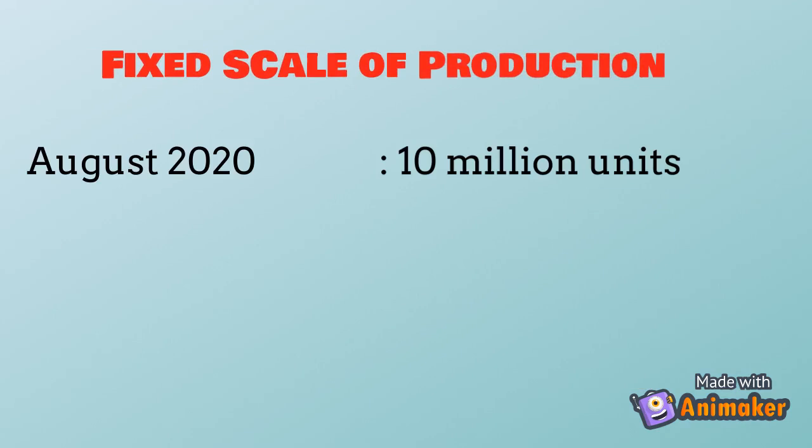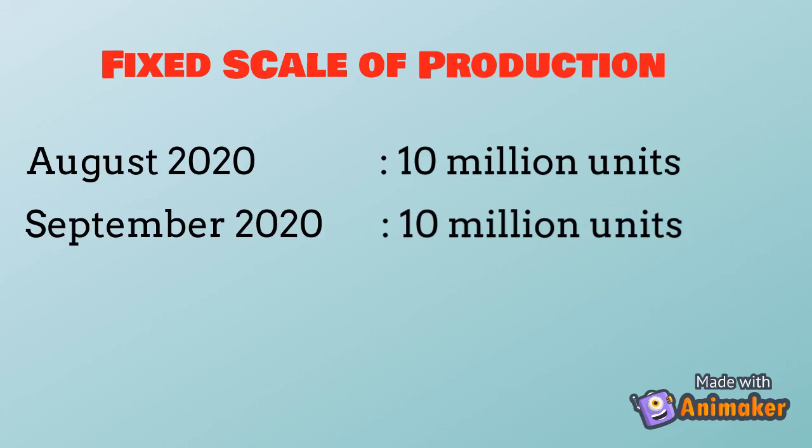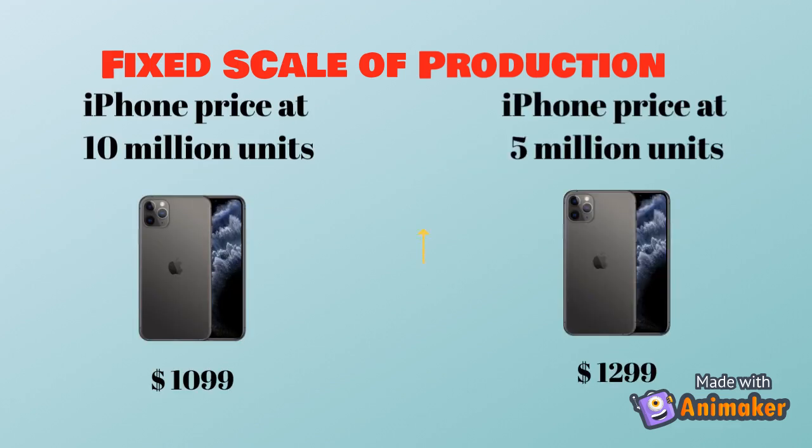The level of supply should remain fixed. So if Apple manufactures 10 million iPhones in August 2020, they should continue doing so in September 2020 as well. This is because if they make 5 million iPhones in September 2020, then this sudden drop in supply will raise the price of an iPhone.